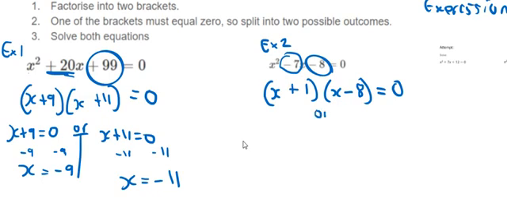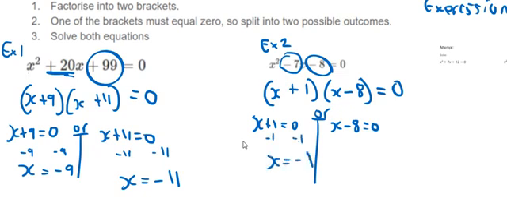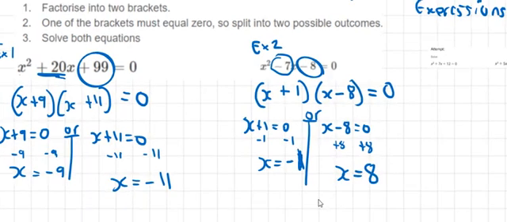So, like before, we're going to get two possible answers. One of those brackets has to equal 0, either the x plus 1 or the x minus 8. If x plus 1 equals 0, subtract 1, so x equals minus 1, or move the 1 across, whatever way you've learned it before. If the x minus 8 equals 0, then we add 8, so x equals 8. So either x equals minus 1 or x equals 8, positive 8.